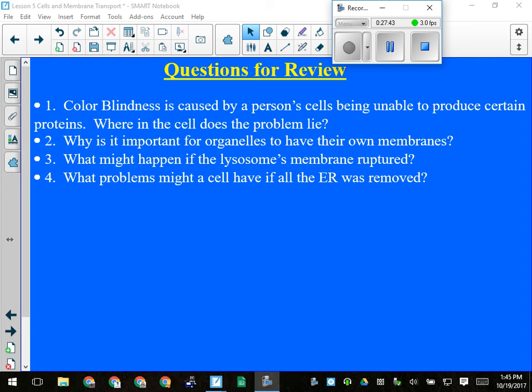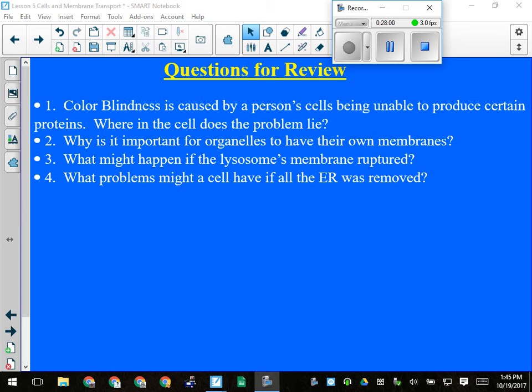What's not right in here? How many people were thinking it might have been the ribosomes? Okay, if it was the ribosomes, though, they wouldn't be able to produce any proteins, right? This is only certain proteins, okay?